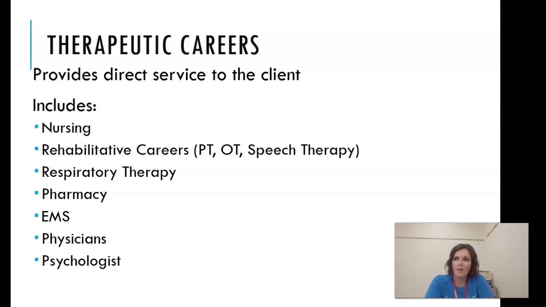The first one is therapeutic careers, and these are careers that provide a direct service to the patient. They often see the patient over longer periods of time. Things like nursing, physical therapy, occupational therapy, speech therapy, respiratory therapy, pharmacy, emergency medical services, doctors or physicians, and psychologists. These people spend the most time with the patient. Maybe you want to write that down. These people usually spend the most time with the patients.